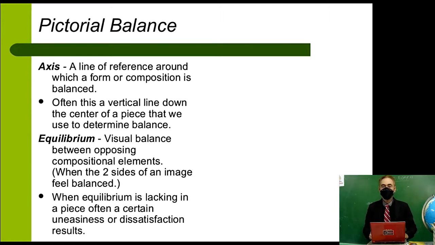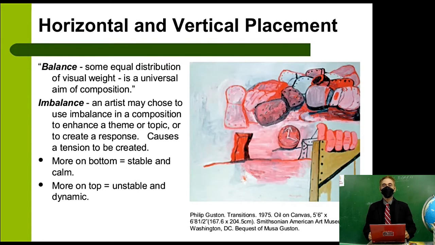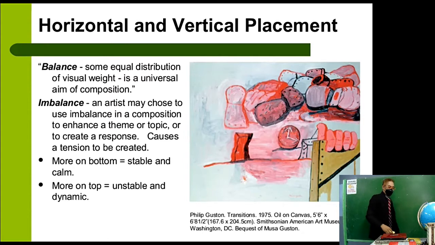Equilibrium is visual balance between opposing compositional elements, when the two sides of an image feel balanced. When equilibrium is lacking in a piece, often a certain uneasiness or dissatisfaction results. Horizontal and vertical placement: equal distribution of visual weight is the universal aim of every composition. Imbalance: an artist may choose to use imbalance in a composition to enhance a theme or topic, or to create a response, causing attention to be created.